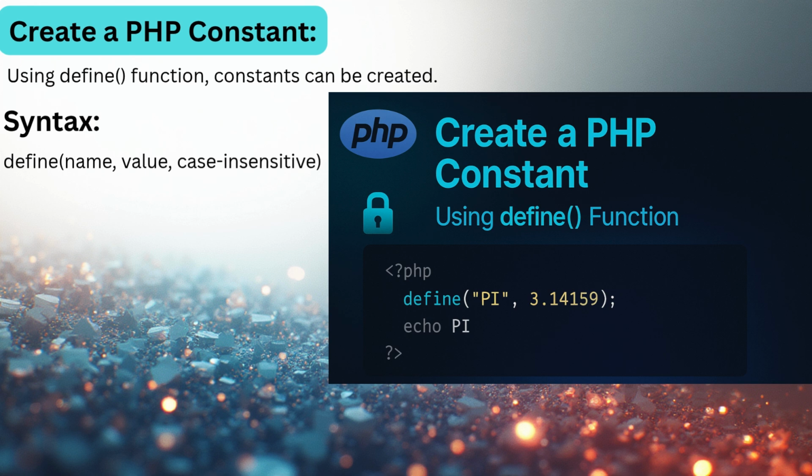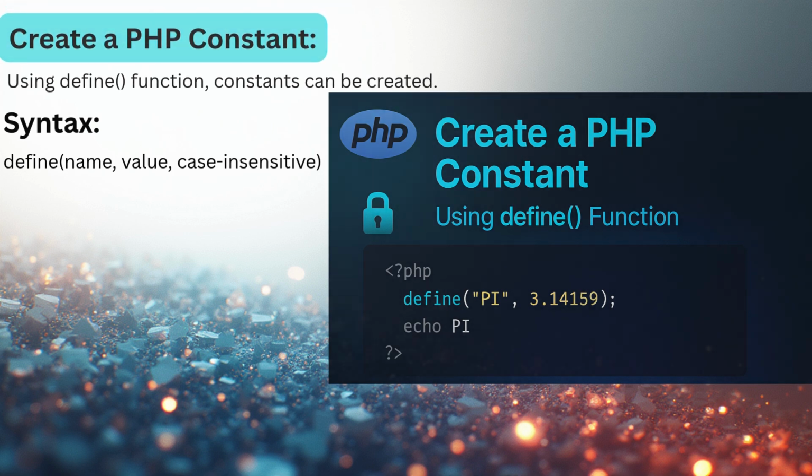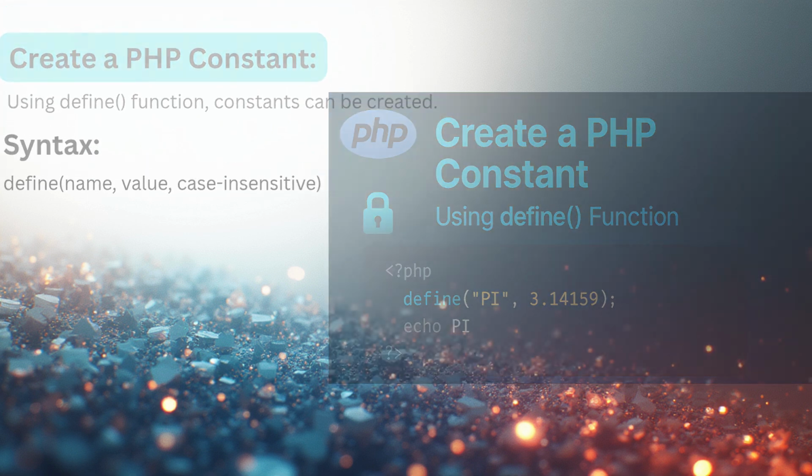In simple words, use define for general constants that you want to use across your entire script. And use const when you're working inside classes or need compile time constants. Both methods help make your code cleaner, more structured, and easier to maintain, because constants give your program fixed reference points that never change, just like solid foundations in your code.